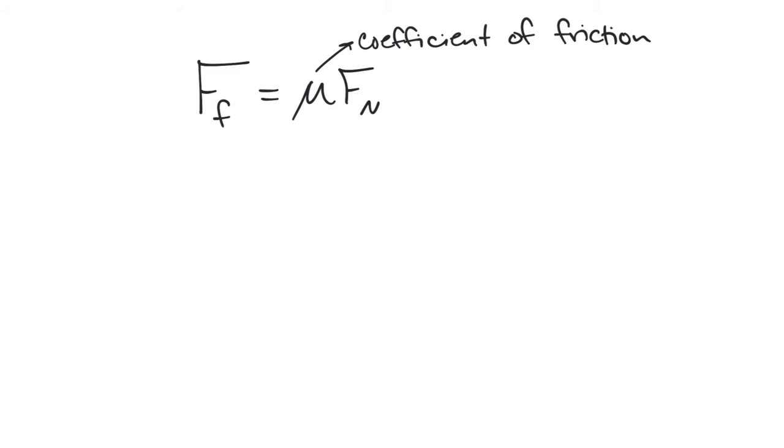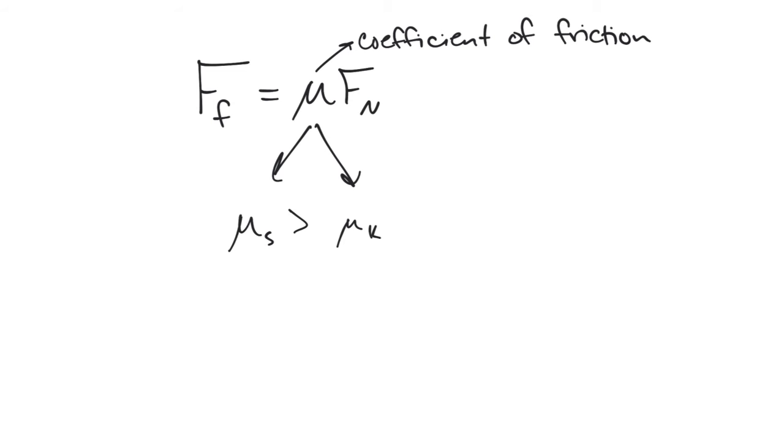There's two types of coefficients. You've got mu s, so that is your static friction. That's if the object is not moving. And you've got mu k for if it is moving. Mu s is typically greater than mu k.